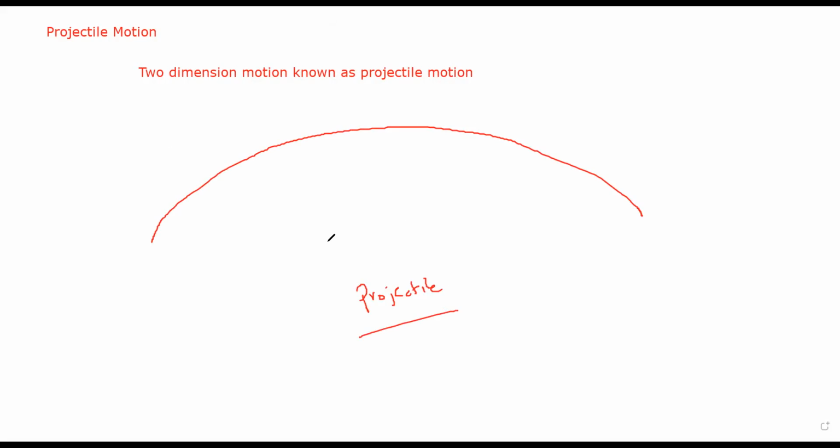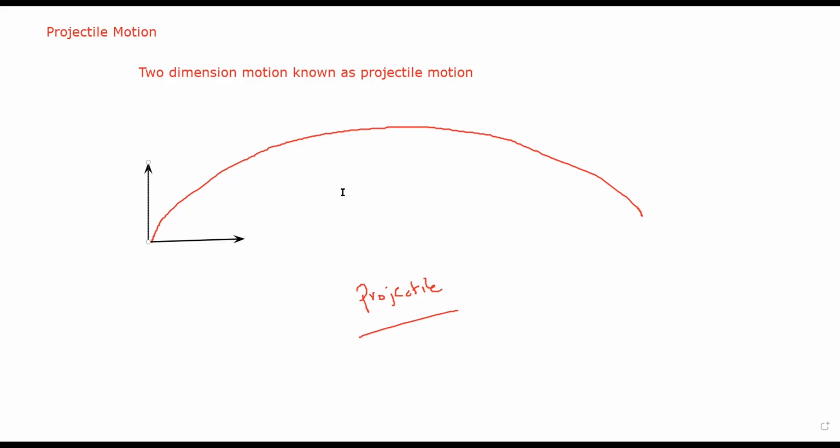Why do we call this projectile motion? Because it has two components of motion. One is horizontal, because it is moving, covering a horizontal distance, so horizontal motion is there. Another one is vertical, because it is moving up, so it will have vertical motion.